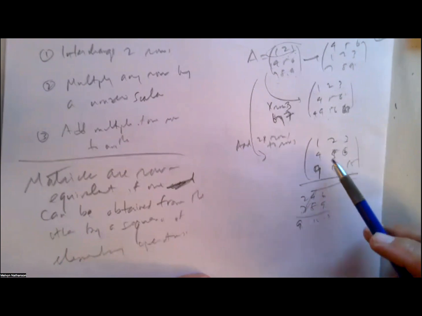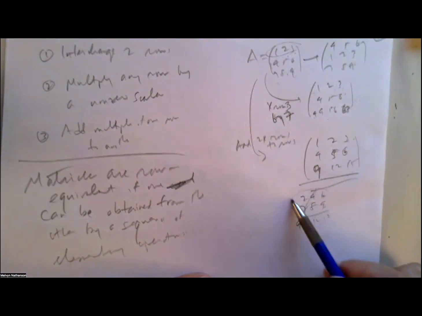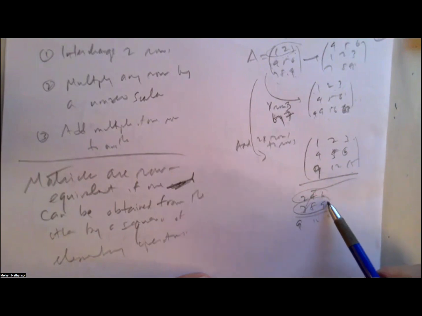Yeah. I took 2 times row 1 and added it to row 3. So 2 times row 1 is 1, 2, 3. If I multiply this row by 2, I get 2, 4, 6. Row 3 is 7, 8, 9. If I add 2, 4, 6 to 7, 8, 9, I get 9, 12, 15. Okay. Yes.